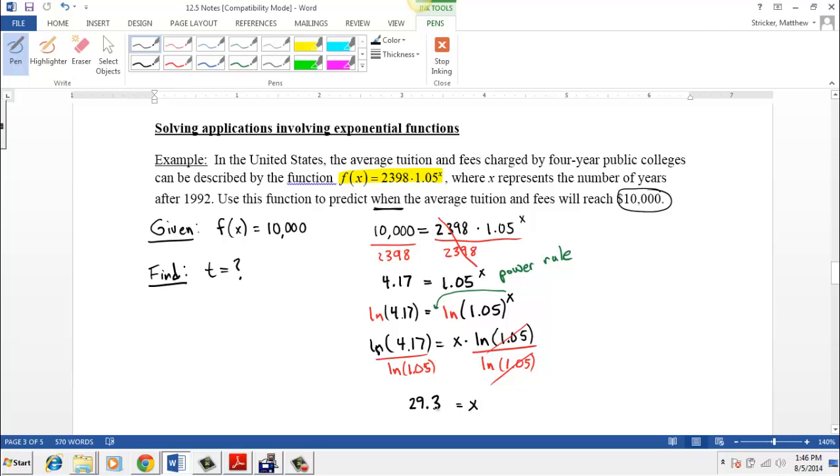Now, I guess if we go back here, this shouldn't have been t, this should have been what x is equal to, because x is the number of years. And when it says when, we haven't really solved the problem yet, because this is 29.3 years. That's 29.3 years after when? After 1992. So I want to take 1992 and I want to add to it 29.3, which puts us in the year what?